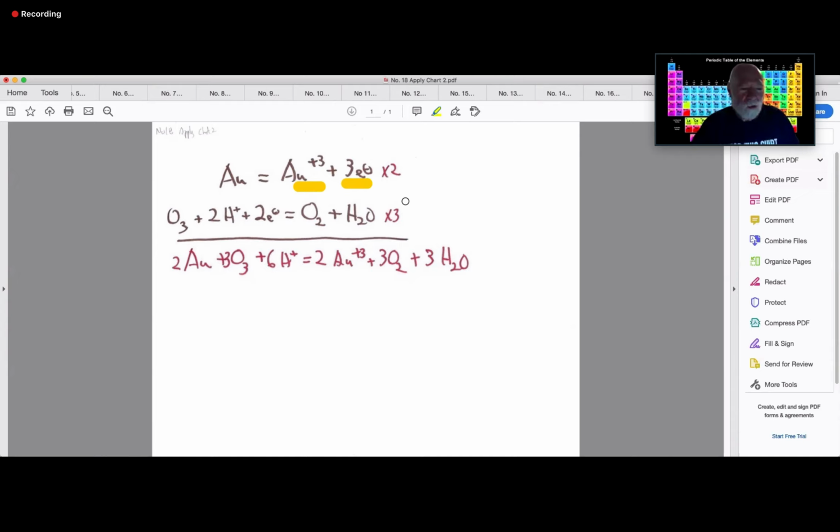Okay, so what I need to do then is, to get the electrons to cancel out, I need to double the top one and triple the bottom one. And so I got 2 gold reacts with 3 ozone plus 6 hydrogens, give you 2 gold ions plus 3 oxygens plus water. Okay, now here's the significance. I found out, yes, unfortunately, gold does react with ozone. But I learned something really good. That reaction cannot take place unless you have acid present.